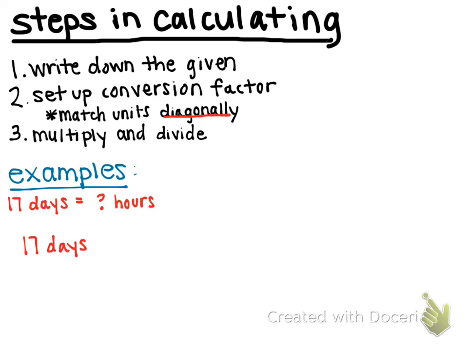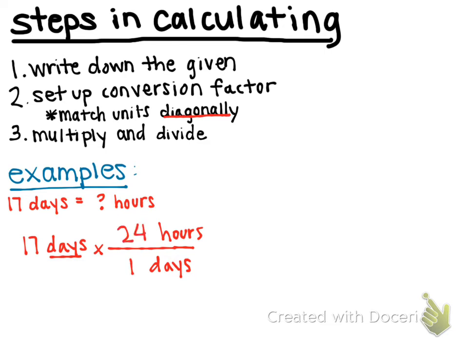Second step, set up your conversion factor. We're going to write it like this. Do this step every single time, even if you don't know where to go from here. Always write a multiplication sign and a line. You need to match units diagonally, so since days is on top, days needs to go on the bottom. You're trying to go from days to hours, so how many hours in a day? 1 day is 24 hours.